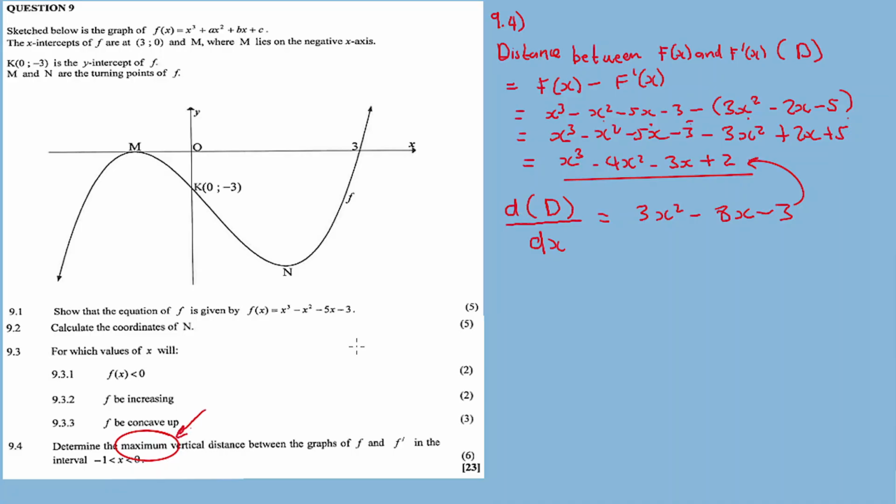So the maximum distance is like maximum or minimum. Remember, a cubic. Also, this is also a cubic. The distance between f and f prime is a cubic function again, right? And when they talk about maximum or minimum, they are talking about turning points. So that's why I'm taking the first derivative and equating it to 0, because we get the maximums whenever the first derivative is equated to 0. So this is 3x squared minus 8x minus 3.